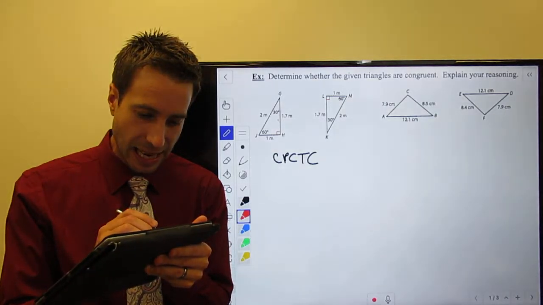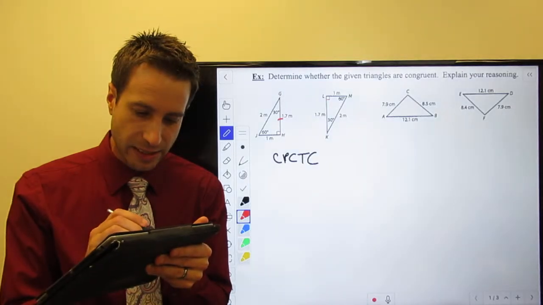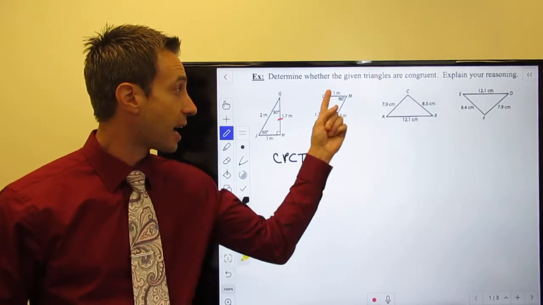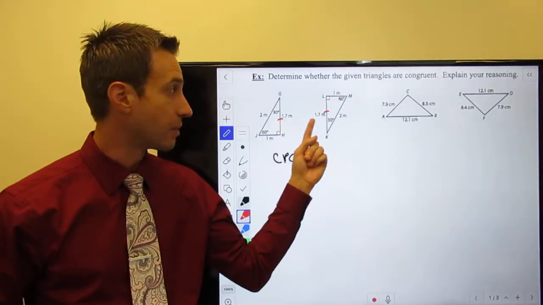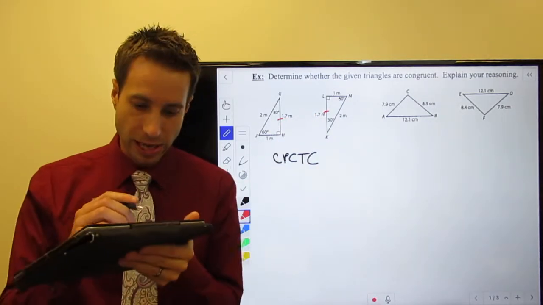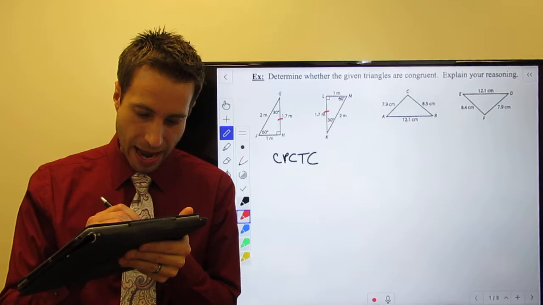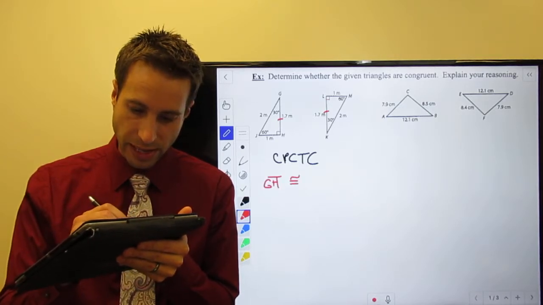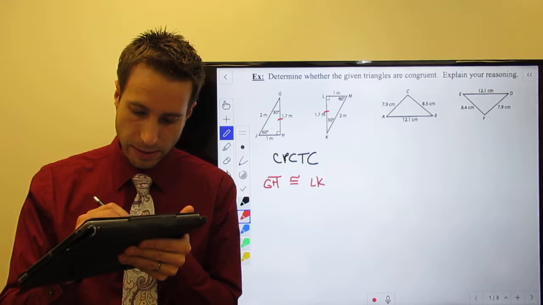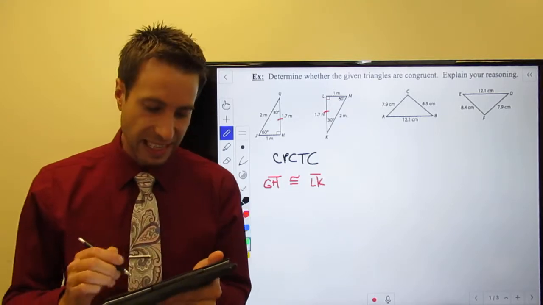I see that this side right here, GH, is congruent to this side, LK. How do I know that? Well, they both have the same measure, 1.7 meters, 1.7 meters. Let me write that. So I have this segment, GH, is congruent to the segment LK. Fantastic. Let's keep going.